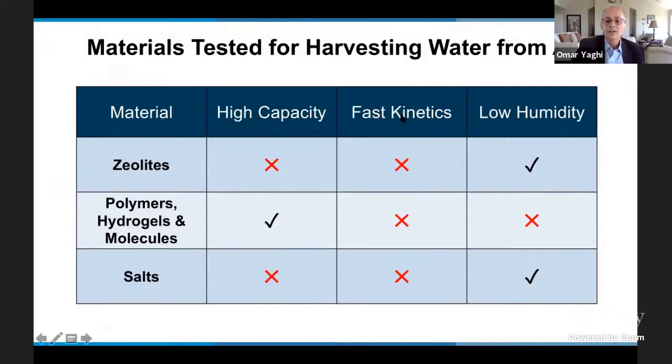You need to have fast kinetics. Water has to be able to get in very fast and come out very fast. Otherwise, you have to wait a long time to get water. And definitely, your material should work at low humidity. This is the challenge facing the world in terms of water stress. So these materials meet one or so, but they really fail a lot in the other categories.